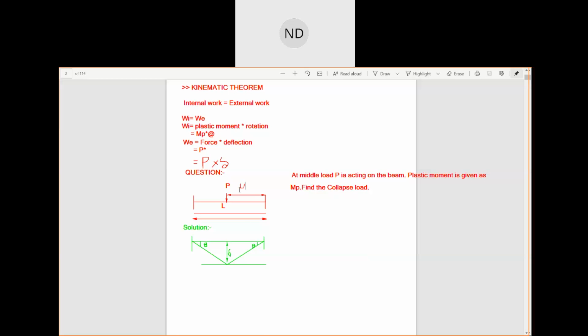This is capital L by 2. That means the point load is at the center. Since this is at an equal distance from both the fixed ends, we can take this theta to be the same, which is theta. And if this is theta, this angle will also be theta.